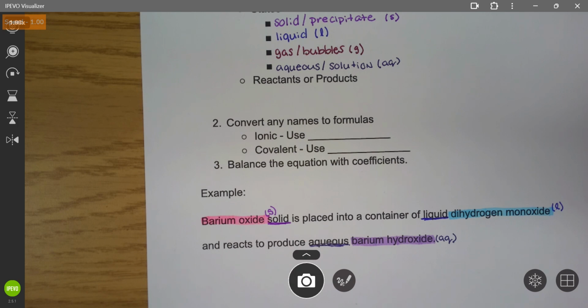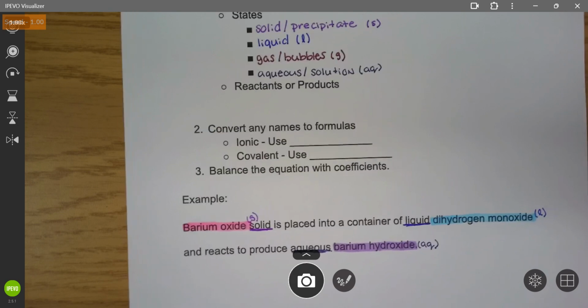And just because we read our equations left to right does not always mean that the reactants are written first. Sometimes it'll say that a substance is made from mixing A and B. And you really want to make sure you're paying attention to what is actually being said here.